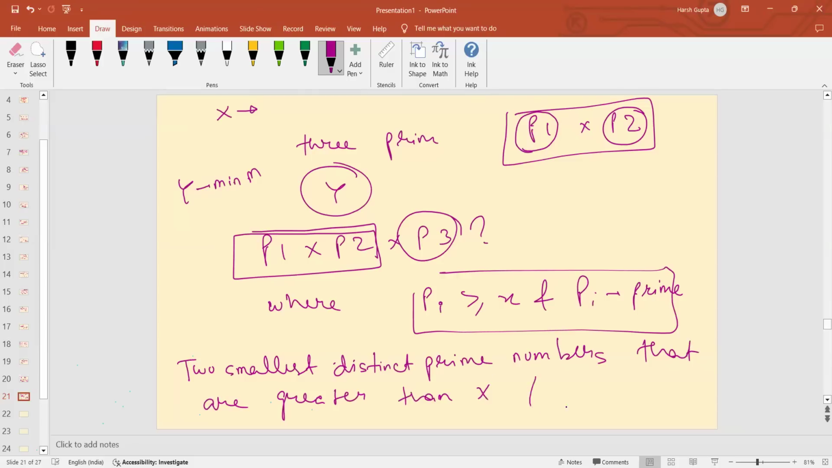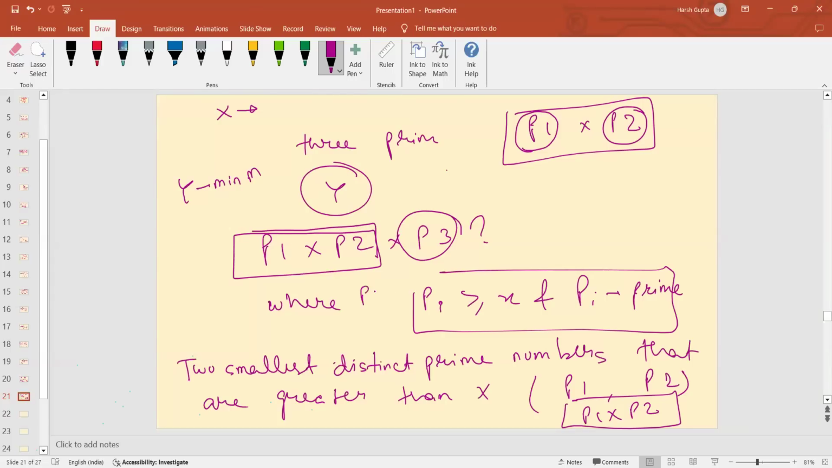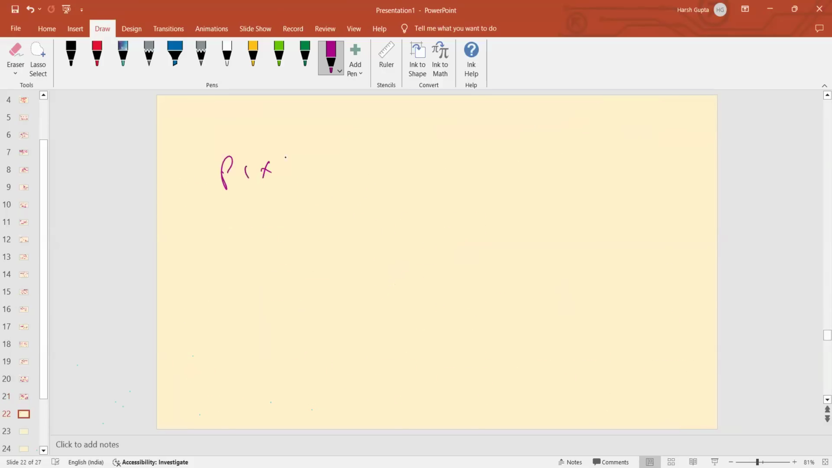If I'm able to find that, let's suppose they are p1 and p2, so my answer will be simply p1 multiplied by p2. And why distinct? Because I am also told that the number should not be a perfect square. So suppose p1 is smaller than p2, then why am I multiplying p2 to p1 instead of doing something like this? Why am I doing p1 cross p2, where p2 is greater than p1?